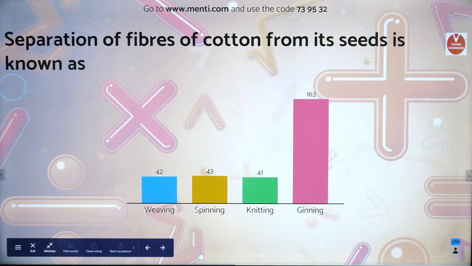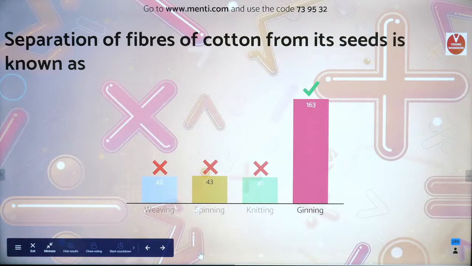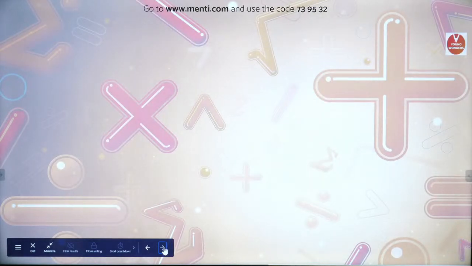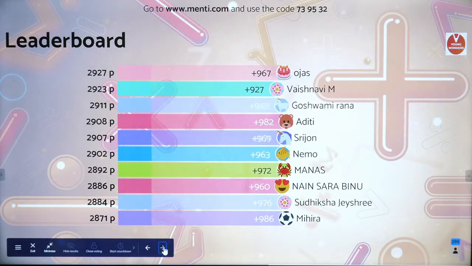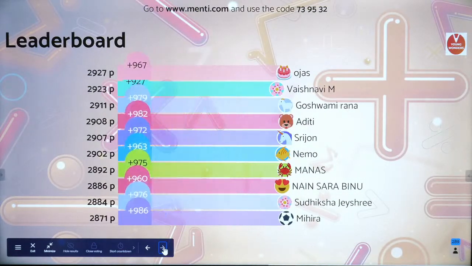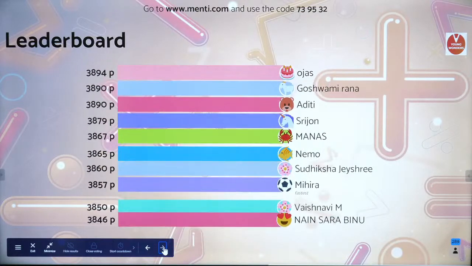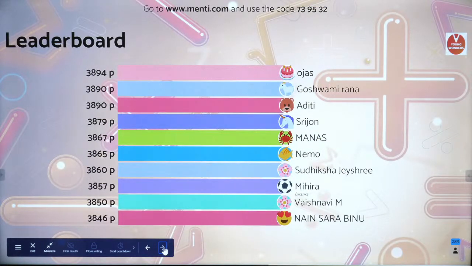That's nice. Chalo. So 163 students are correct that it is ginning. Ginning is the process of removal of seeds from cotton fiber. And it was earlier done by hand or comb and nowadays it is done by a machine. Right? And on the leaderboard, we have got Ojas, Vaishnavi, Goswami, Rana, Aditi, Sri John, Nemo, Manas, Nayan Sarabinu, Sudiksha and Mihira. Very well. Again, there's a difference of only 4 points between Ojas, Goswami and Aditi. There's a tie between Goswami and Aditi. And it's quite an interesting Menti. Mihira, you are the fastest for this question.